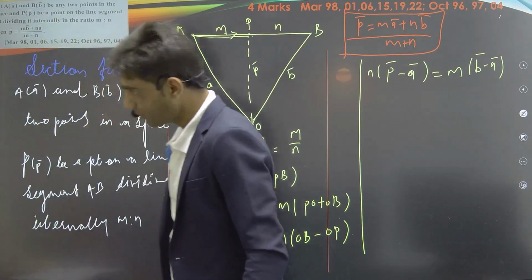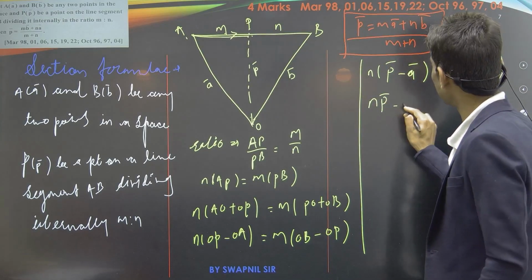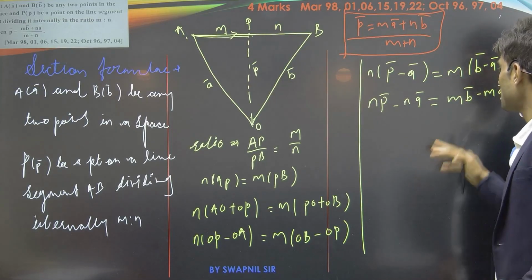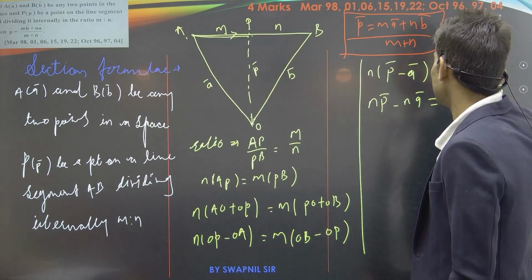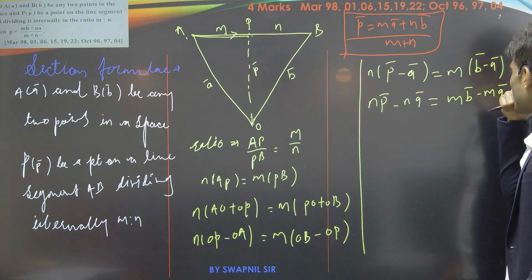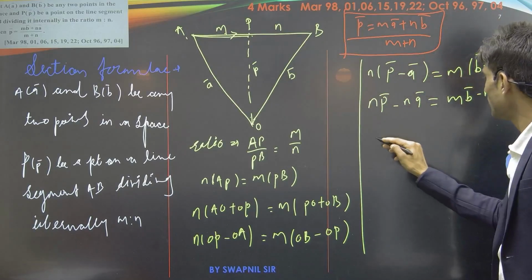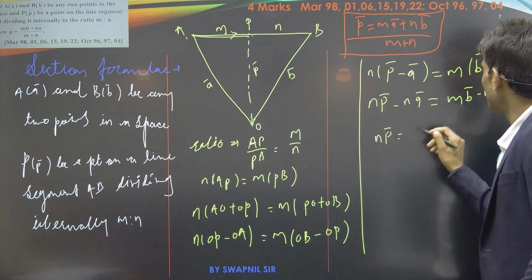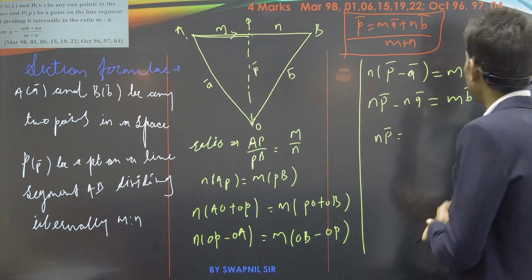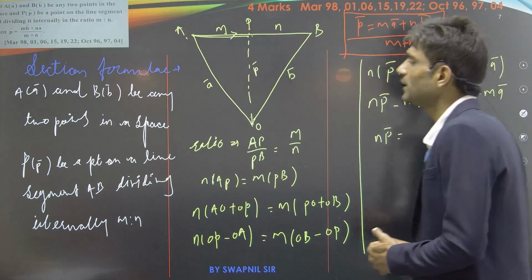So what we do, multiply n and m into the brackets, so we'll get n into P bar minus n into A bar, which is equal to m into B bar minus m into A bar. Take all terms together at one side. We want m A plus n B upon m plus n, so focus on what we want here. Take the n and m terms together: n P bar minus n A bar is equal to m B bar minus m A bar.